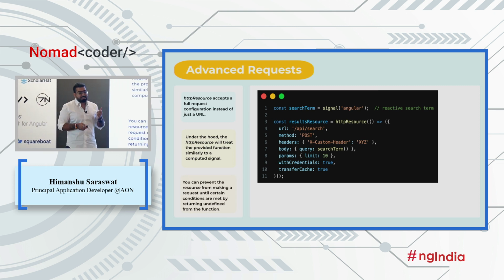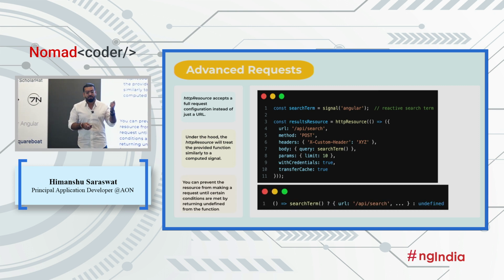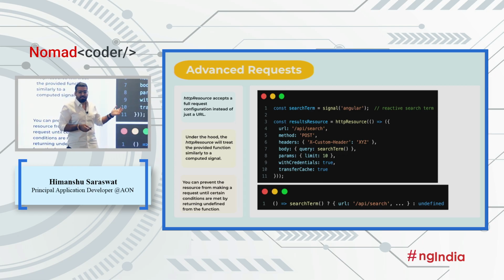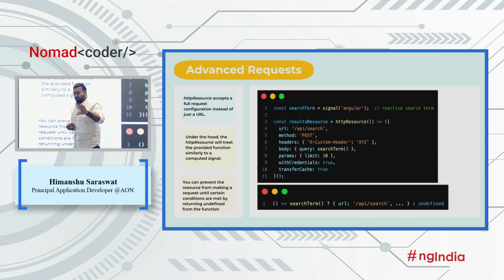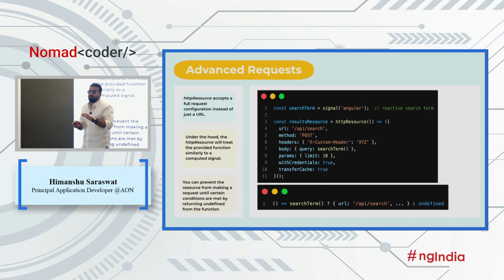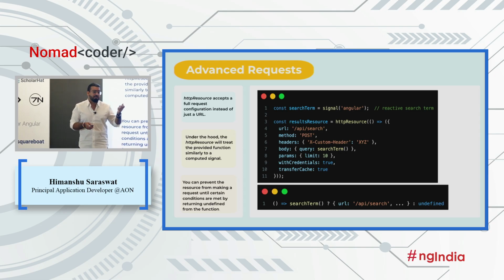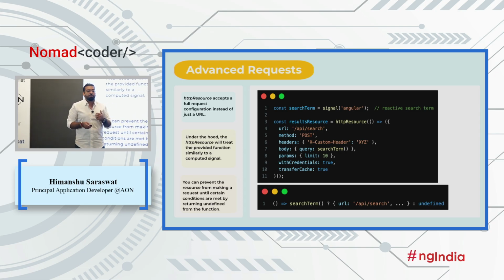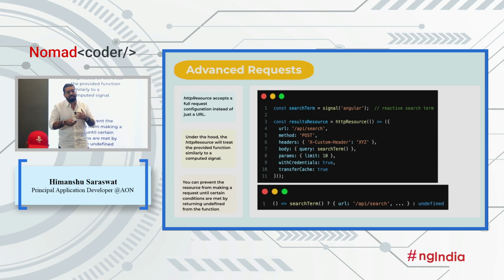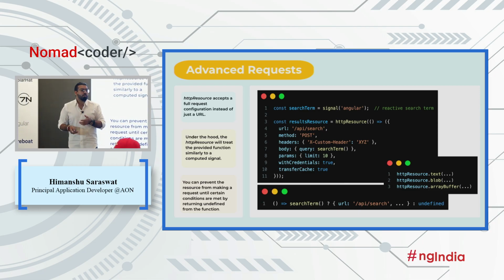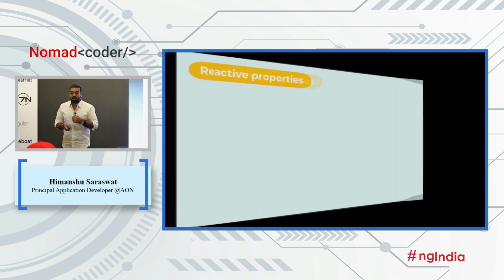And as I said, there's a neat way you can prevent the eager behavior. So you can now say, okay, if my search term is there, then only fire up my advanced configuration options using the HTTP resource. Otherwise, it will be undefined. So you will get rid of the HTTP resource behavior being fired eagerly. Now, if you want to make requests for certain other data types, like a binary blob, a text, or let's say an array buffer, that is also possible using the HTTP resource API.